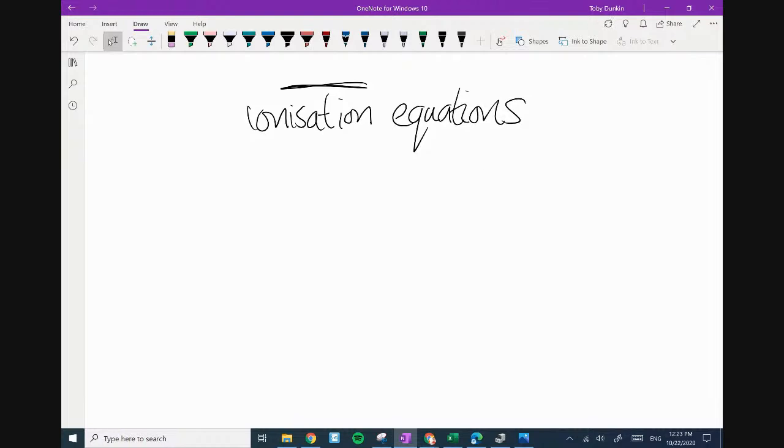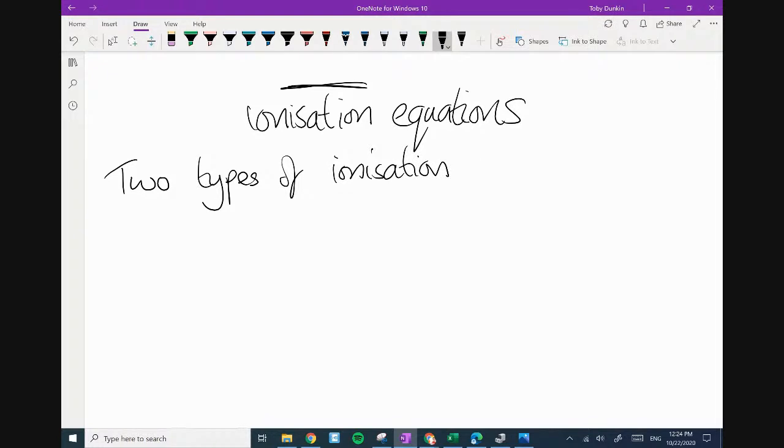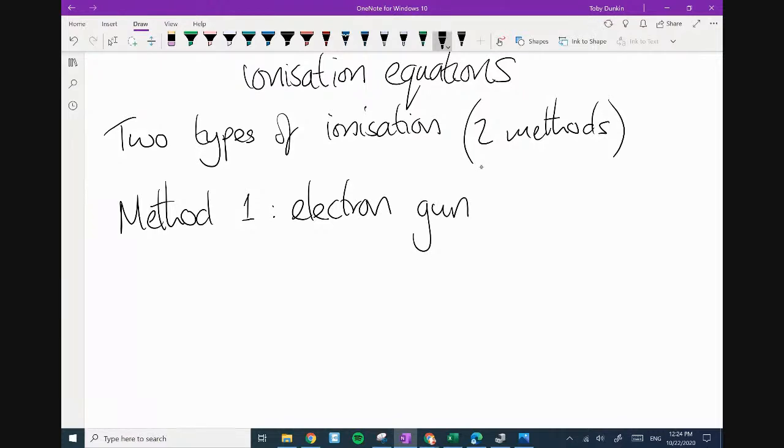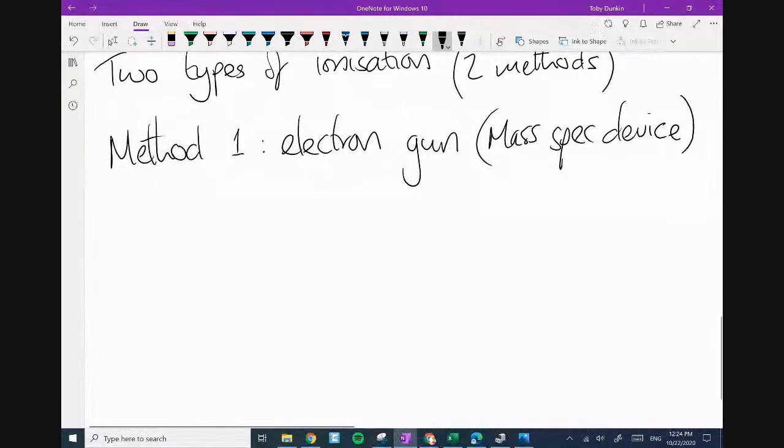There are two types of ionization. Can I just point out that the two types in reality actually mean two methods, but they give you slightly different equations. So method number one, I have already introduced you to. Method one is an electron gun. If we use an electron gun, this is a mass spec device. And those equations look like this.